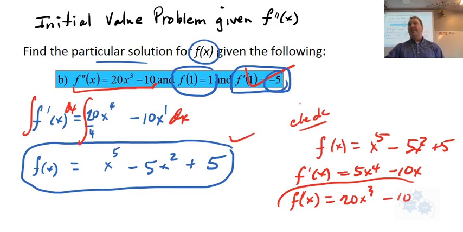So that's a beefed up initial value problem where you have a couple sets of constants and you plug in the info. Okay, and there's that question.